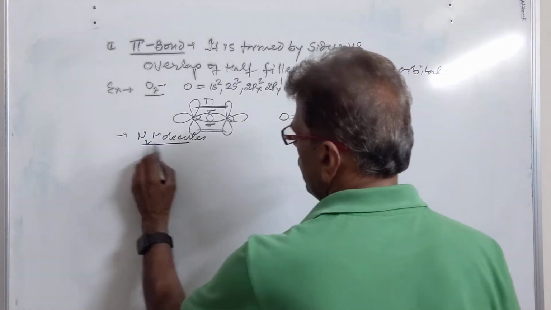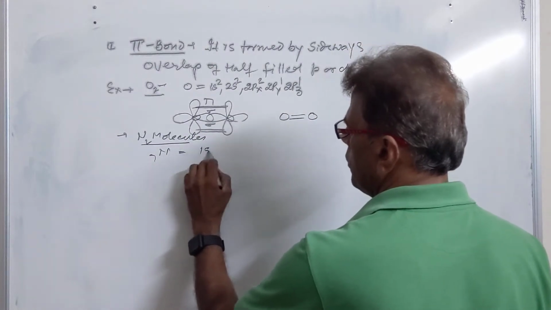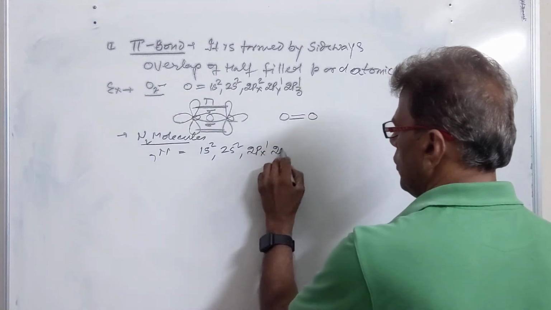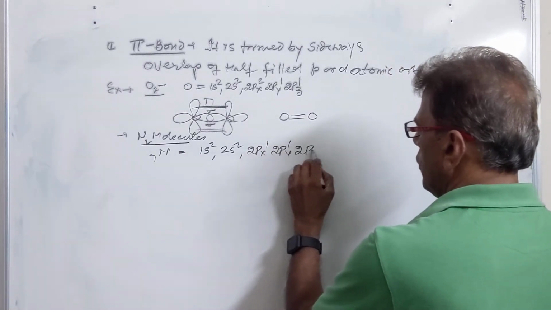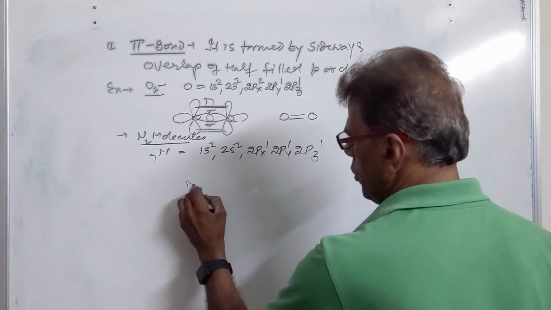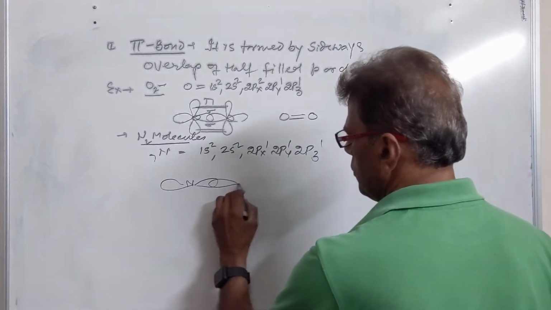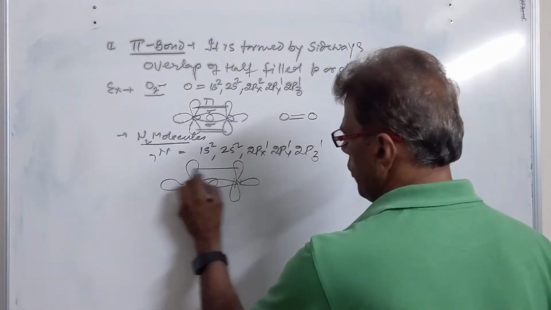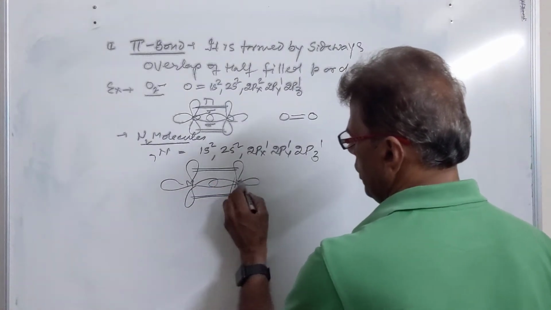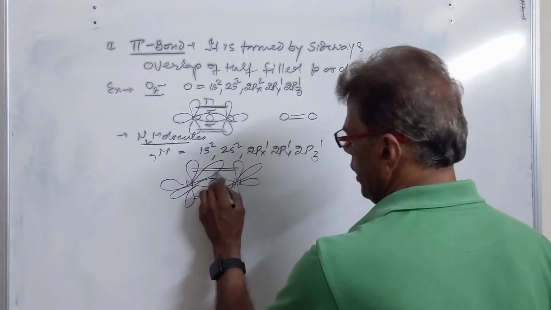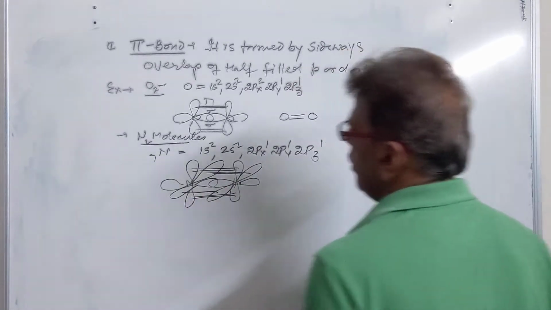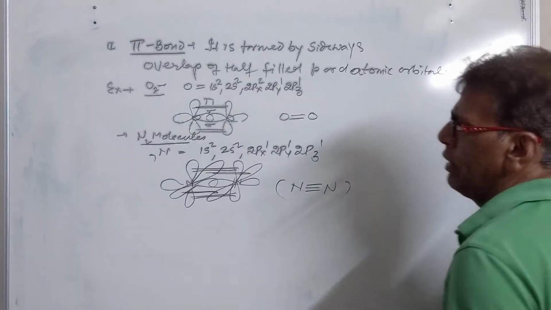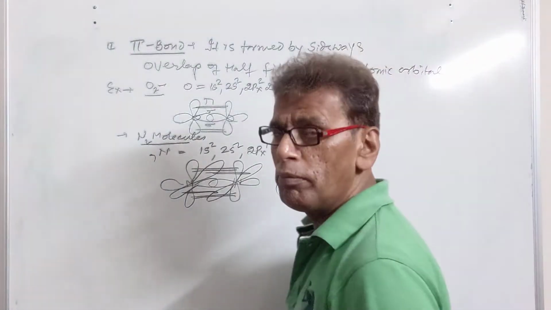Then we have formation of N2 molecule. It has three half-filled p orbitals, so it will form one sigma bond and two pi bonds. Py orbital overlaps with py, and pz orbital overlaps sideways with pz orbital. So nitrogen has three bonds between the two nitrogen atoms. So this is formation of pi bond.